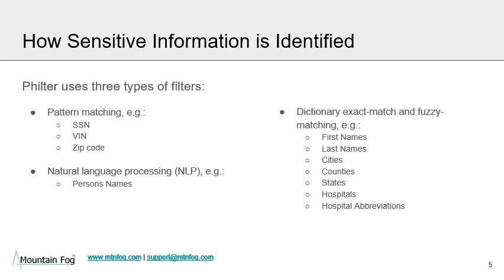The third and last method is dictionary-based lookups. Philter uses dictionaries of known values to identify various types of sensitive information. The dictionaries also allow for fuzzy matching, which allows Philter to identify sensitive information even though there may be misspellings. You can control the level of fuzziness. Most types of sensitive information employ a combination of all three of these methods.